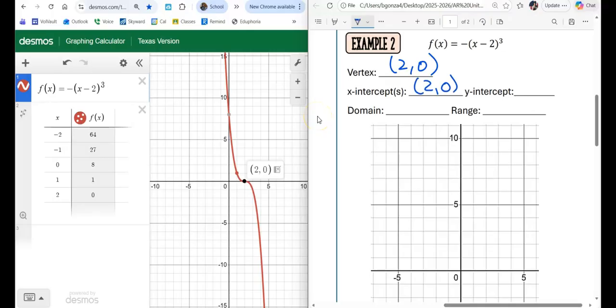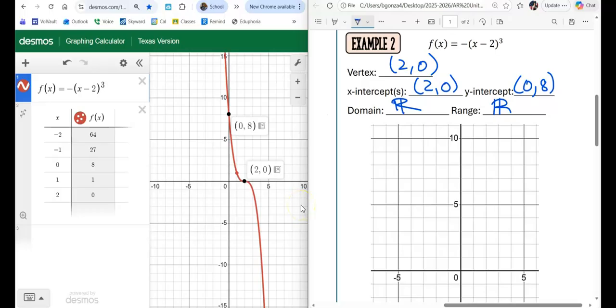But the y-intercept is not here. This is not on the y-axis. So look at your y-axis. You go all the way until it touches. It's already gray. So when you click it, it'll tell you it's 0, 8. And what did we just say about the domain and range? Both domain, left to right, is all real numbers, and range, bottom to top, is all real numbers.